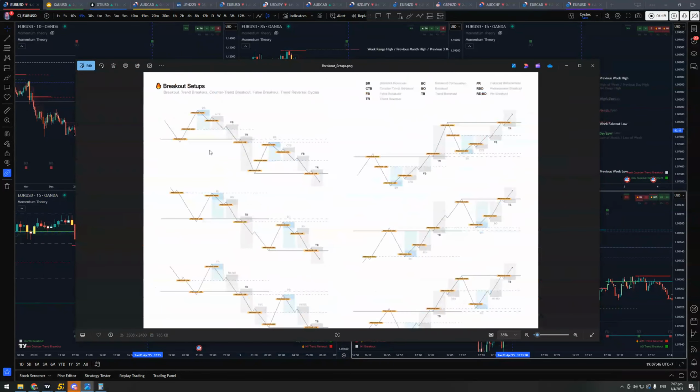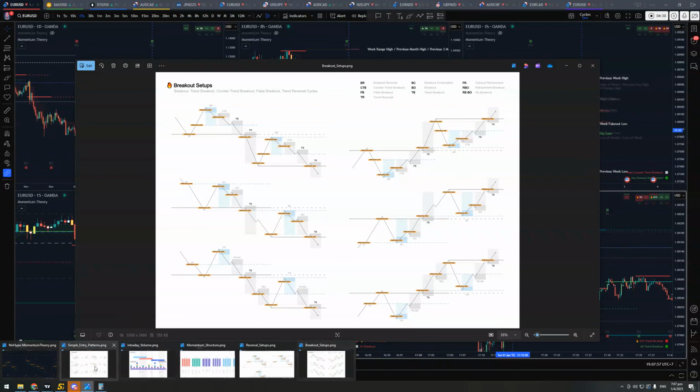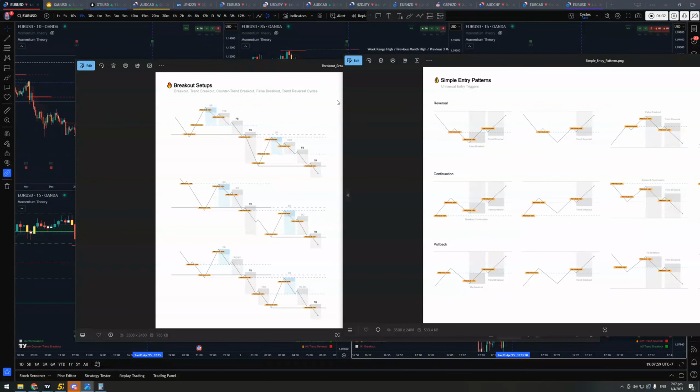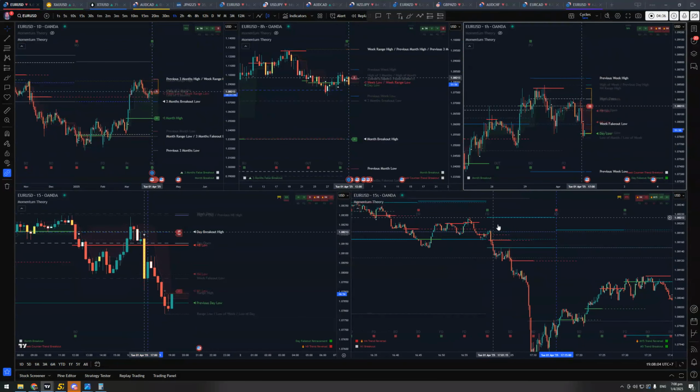Breakout setups, I have 3 different types. We have the breakout and then the retracement continuation. These are reversal patterns, these are continuation patterns, and these are pullback patterns, and these are based off of the simple entry patterns. Okay, so essentially what I'm looking for, we broke out with that pullback pattern.